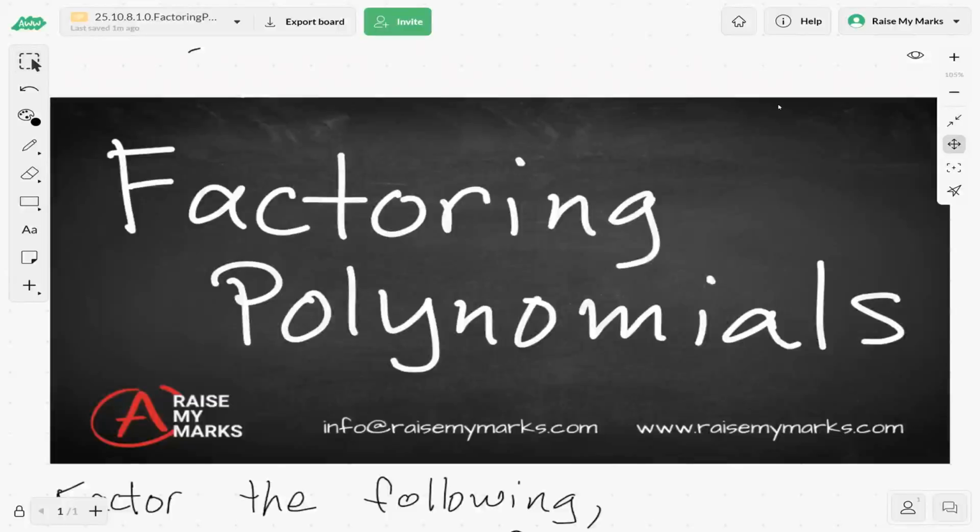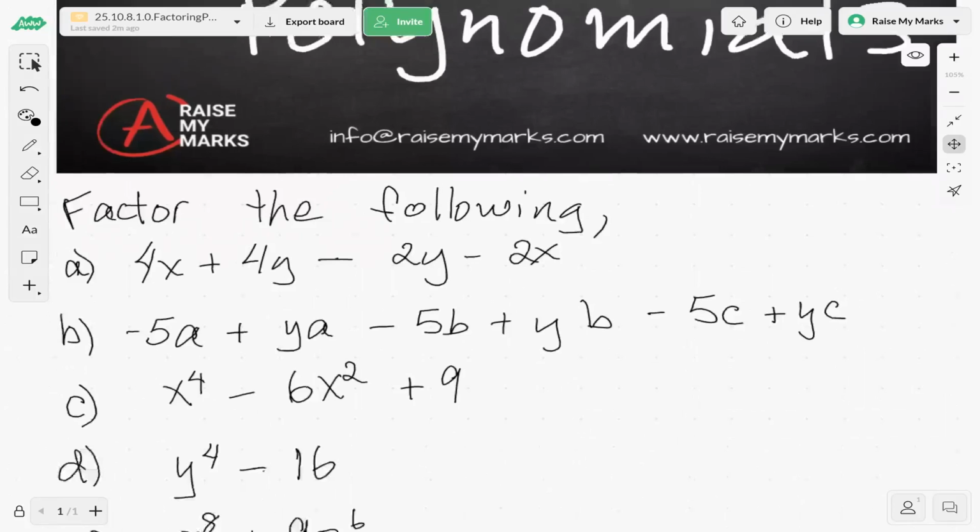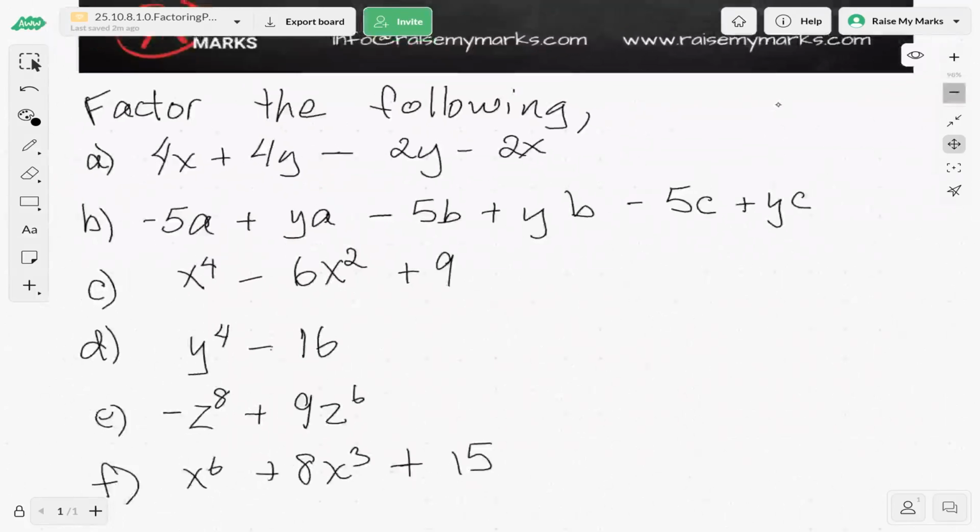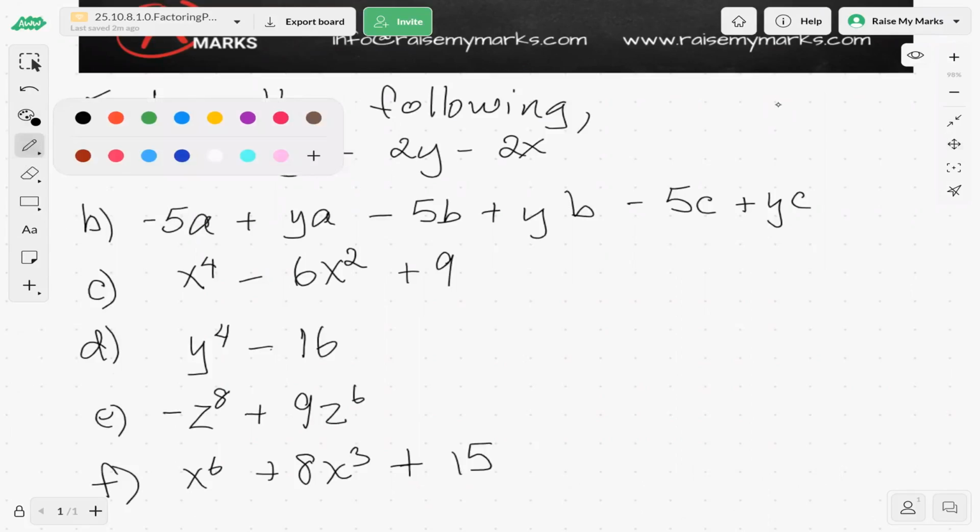Hello, so today we're looking at factoring polynomials again. So let's see what we're asked today. We're asked to factor the following. In part A, 4x plus 4y minus 2y minus 2x. Interesting. There's a couple of ways we can factor this depending on how we group things. Let's pick a color and give this a try.